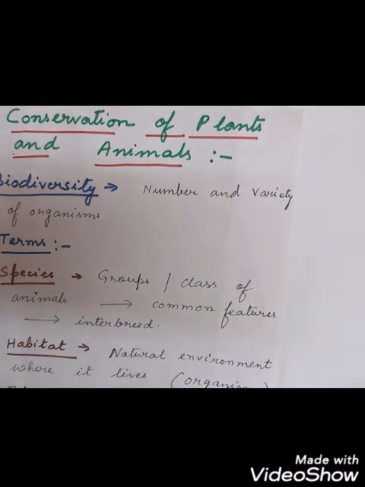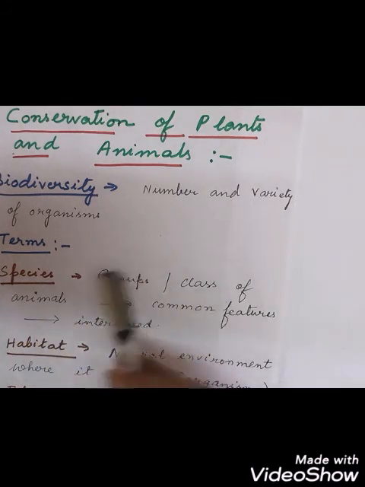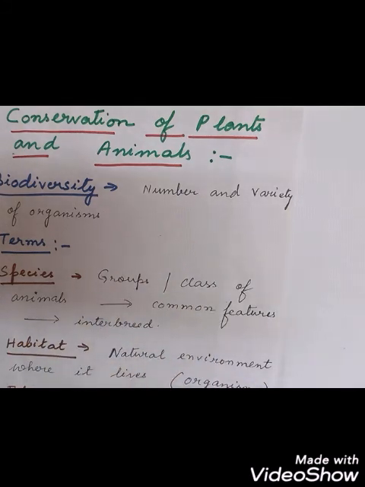Number one is species. So what do you mean by species? See, different groups of animals which have common features, which look similar, and which interbreed among themselves. That means they can reproduce among themselves. Mating can be done between two individuals of this group to produce young ones. This is called species. So the most important part that you have to highlight here is the interbreeding capacity.